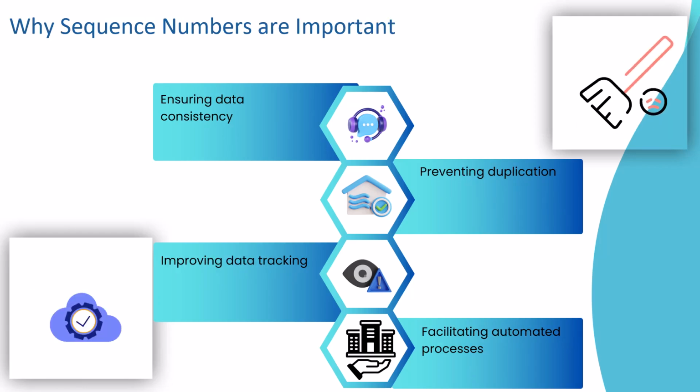You might think, why should I care about sequence numbers? Well, imagine a world without them. Duplicate data everywhere, no order, just absolute chaos. They help maintain consistency, track records accurately, and streamline automation. In short, they are the silent heroes of data management. And just like a good coffee in the morning, they keep things running smoothly.